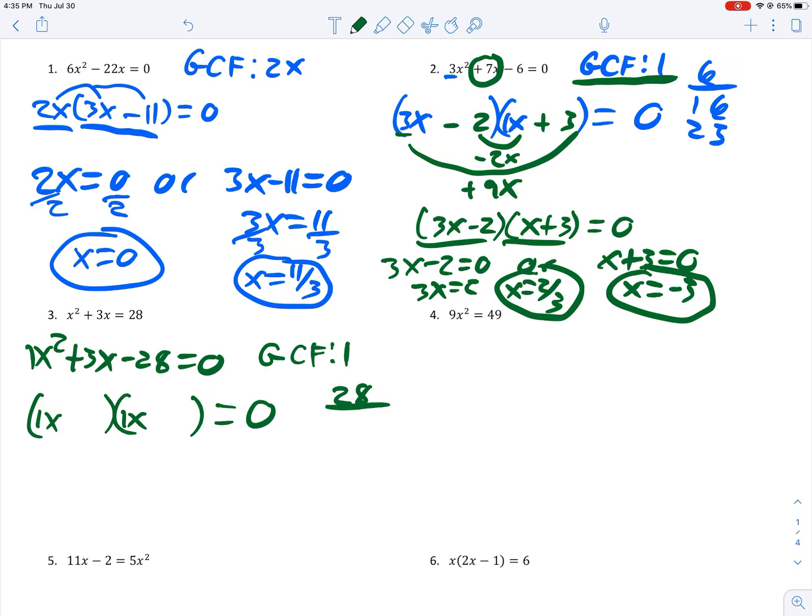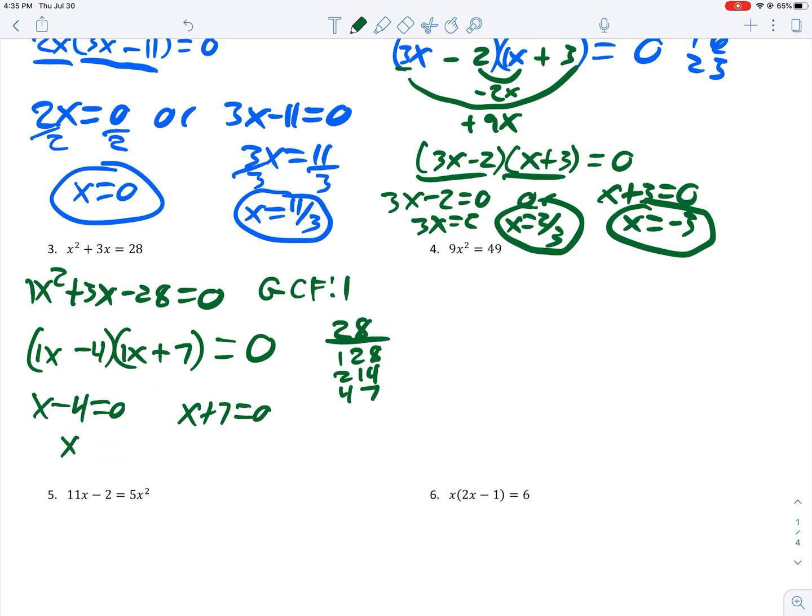So now I need the factors of 28 that give me 3. So 1 and 28, 2 and 14, 4 and 7, that'll give me 3. So plus 7 minus 4. So set x minus 4 equal to 0, x plus 7 equal to 0, add 4 to both sides, subtract 7 from both sides, and there we go.